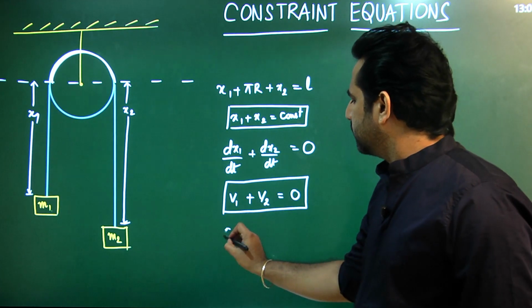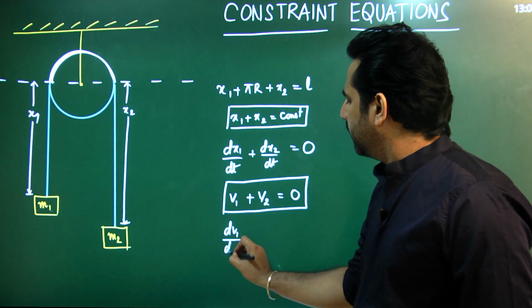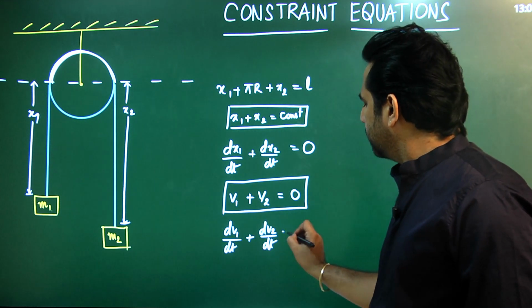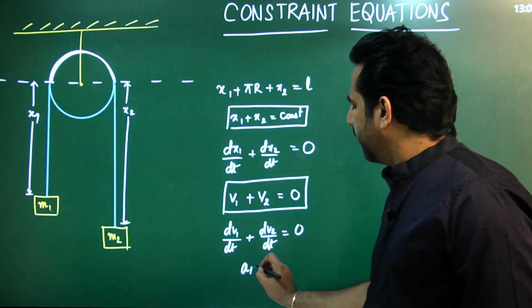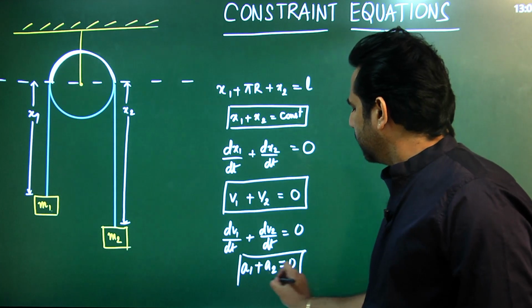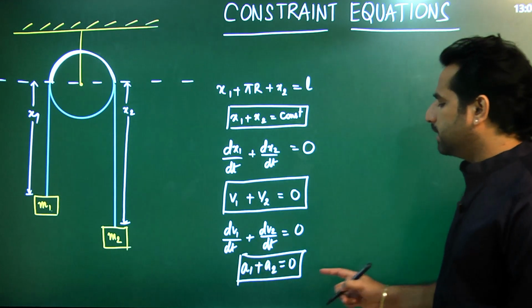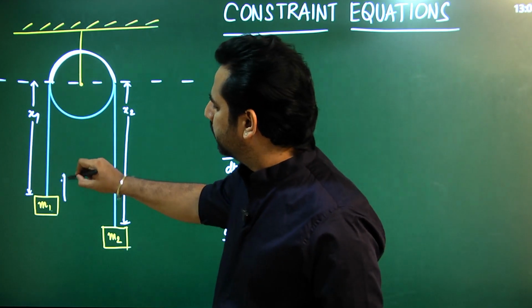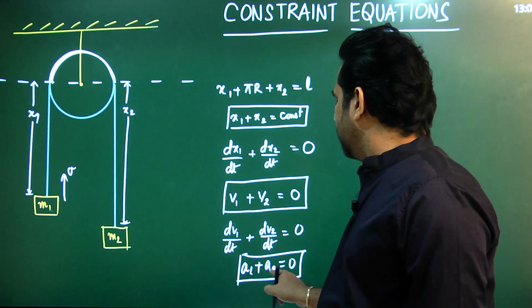Now differentiate this, what you get is dv1 by dt plus dv2 by dt is equal to 0, which says that a1 plus a2 is equal to 0. This is the constraint equation: a1 plus a2 is equal to 0. Let the acceleration of block m1 be a up. Let a1 be a, then a2 is minus a.